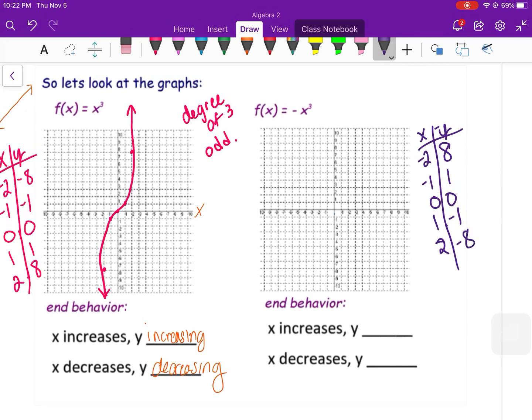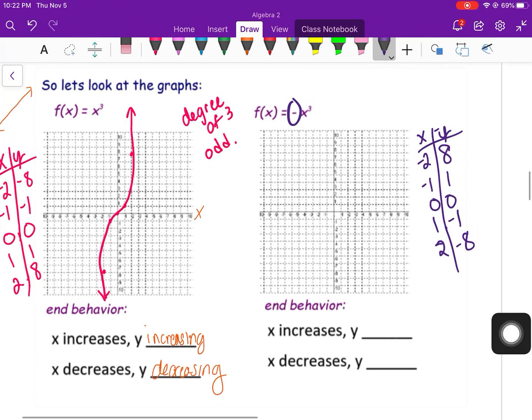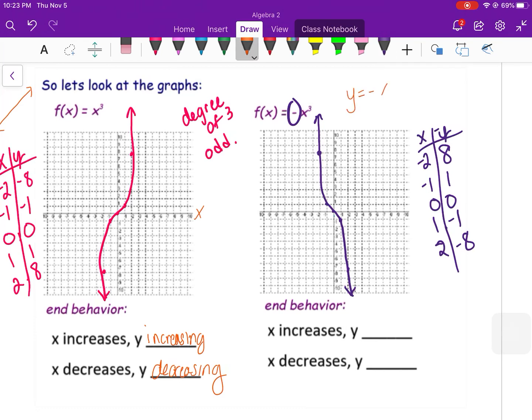Okay, sorry, it's going to be this table if you plug them in. It's going to be the opposites because you have the negative out front this time. So that's going to reverse the direction. Negative 2, positive 8. Negative 1, 1. 0, 0. 1, negative 1. 2, negative 8. So this time it looks like this, which is going to be very similar to the end behavior of just y equals negative x, which is the last odd function that we did. So you're going to have this same end behavior.